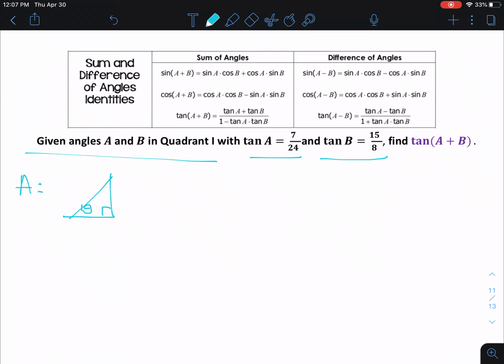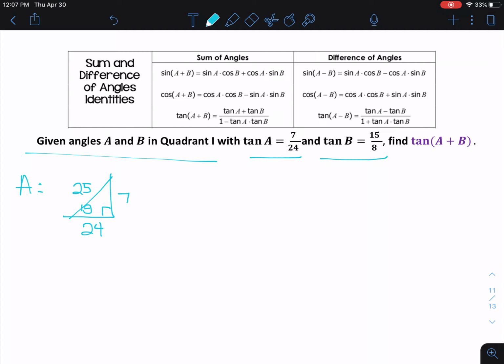Okay, so tangent is opposite over adjacent, and we know that it's 7 over 24. Now, you may or may not need the hypotenuse sometimes, but I always like to find it anyways. So you're just going to do a squared plus b squared equals c squared and do a little solving. In this case, you should end up with your hypotenuse being 25.